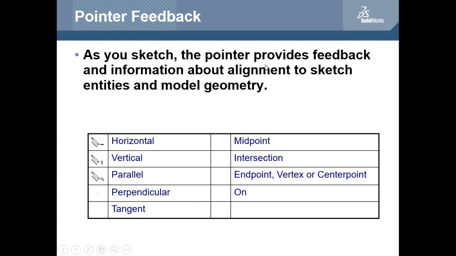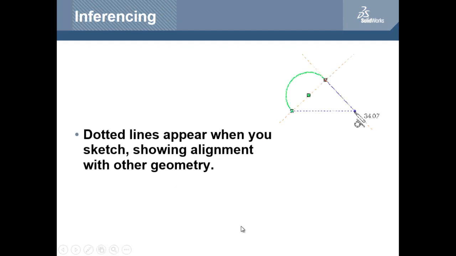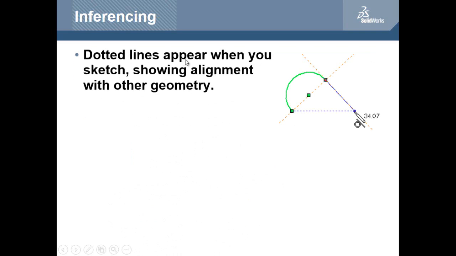As you sketch, the pointer provides feedback and information about alignment to sketch entities and model geometry. It can show you horizontal, vertical, parallel, perpendicular, tangent, midpoint, intersect point, endpoint, vertex, or center point, and on line. Dotted lines appear when you sketch, showing alignment with other geometries. So we should be familiar with this now.